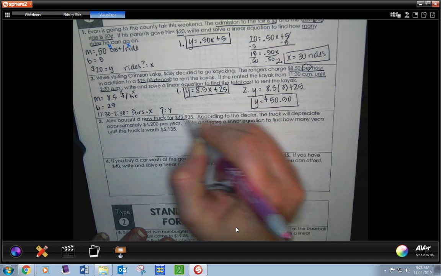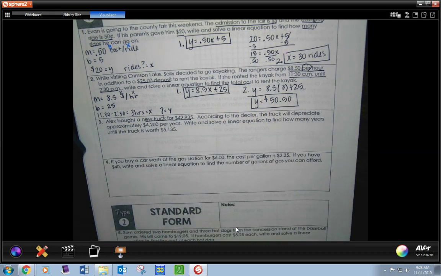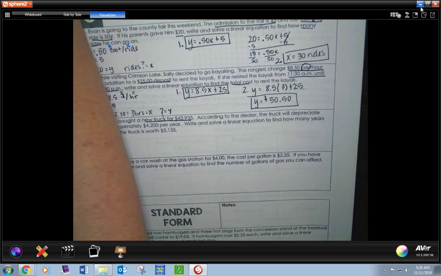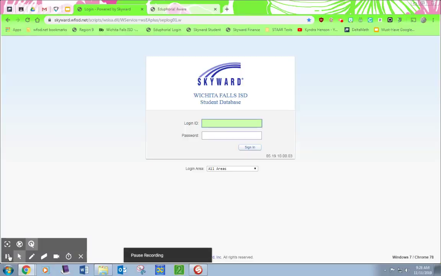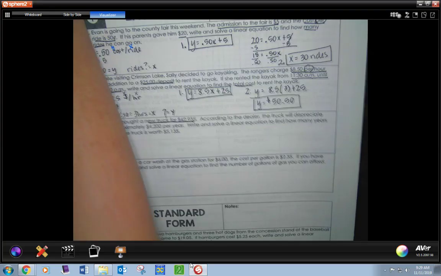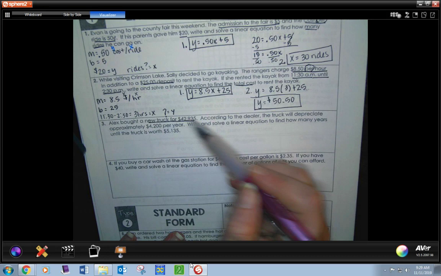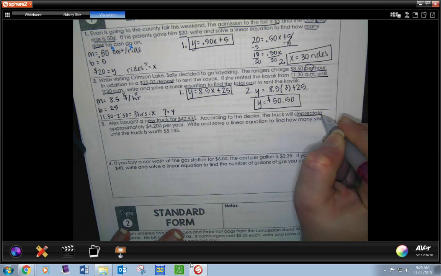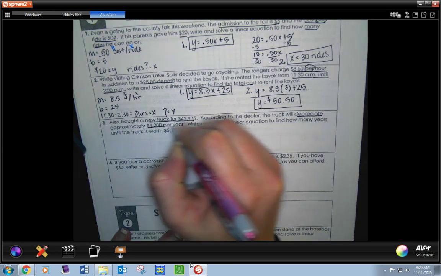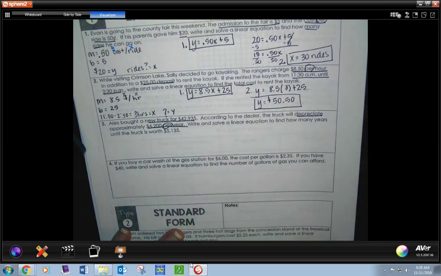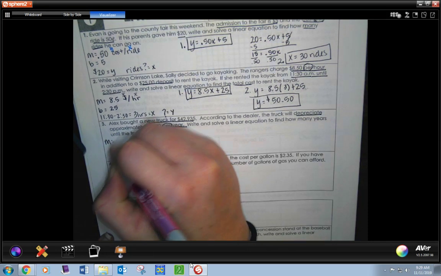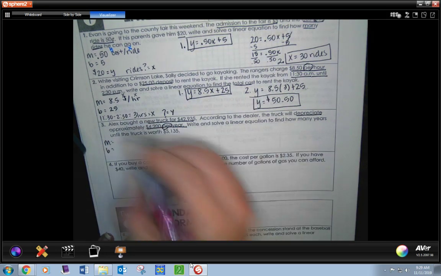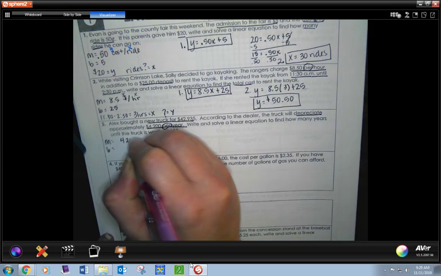The new truck costs $42,935, and it's going to depreciate $4,200 per year. There's my per. Okay, so I'm going to write M and I'm going to write B. That per is the $4,200.